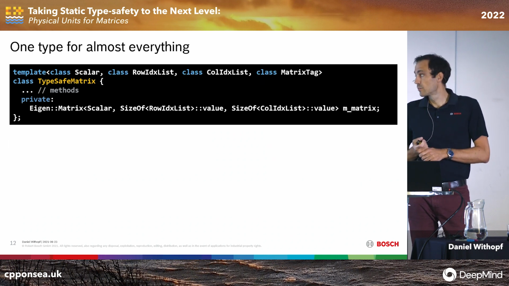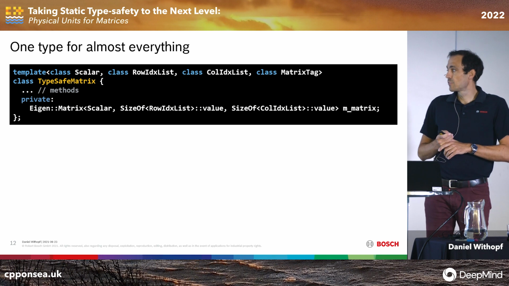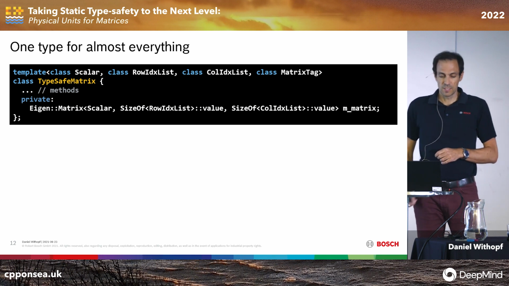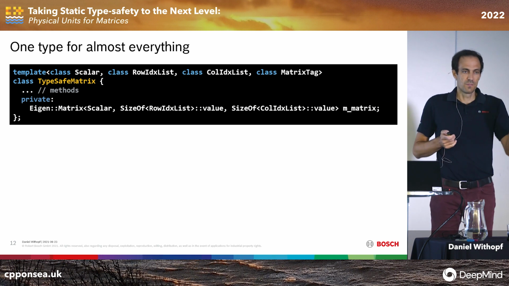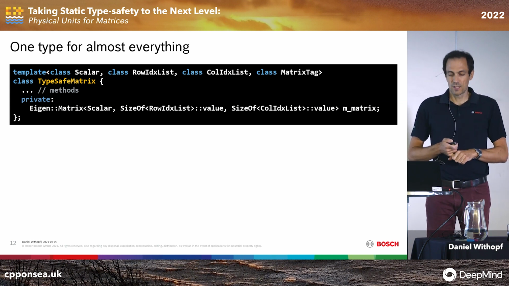Good, now I want to move on to the first types that you need for such a library. The type is called exactly as the library itself, type-safe matrix. And this library type has 4 template arguments. So the first type is the scalar type. Do you want to have a float, double, or integer scalar type?